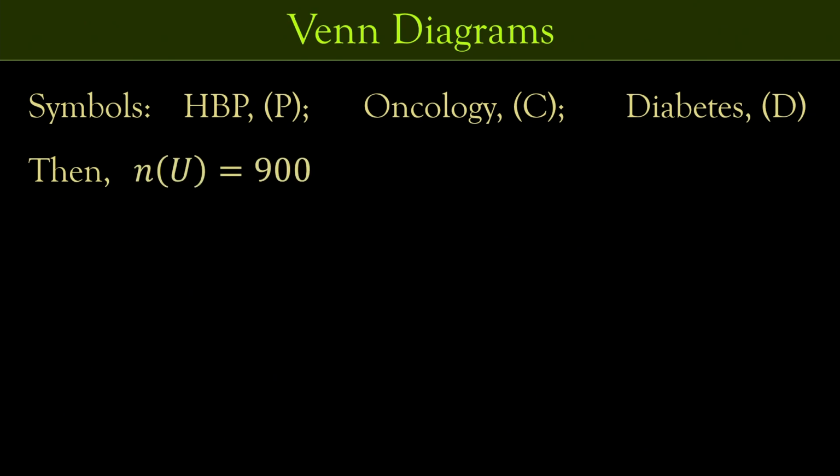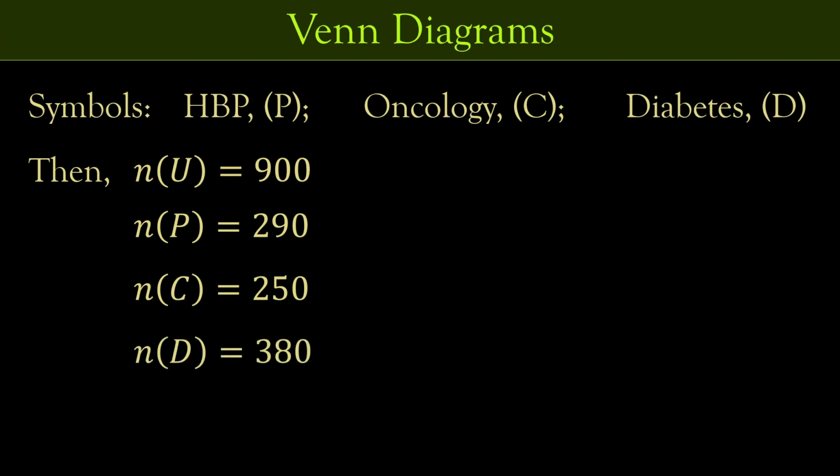We are told that the total number of researchers is 900. The number of researchers that are studying high blood pressure is 290. The number of researchers studying oncology or tumors, cancer, is 250. The number of researchers studying diabetes is 380. Okay, we are also told that the number of researchers that study both high blood pressure and, so the intersection sign there means and. So the number of researchers studying both high blood pressure and diabetes, there are 55 of them.